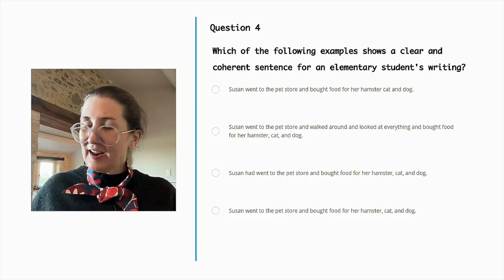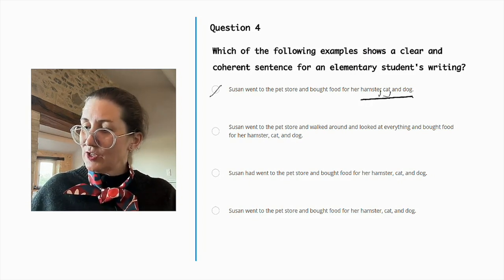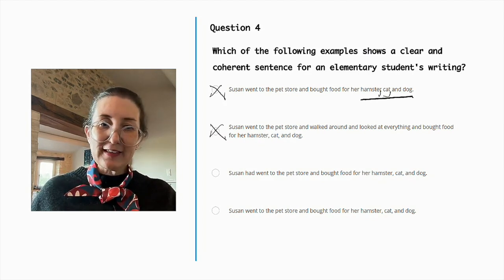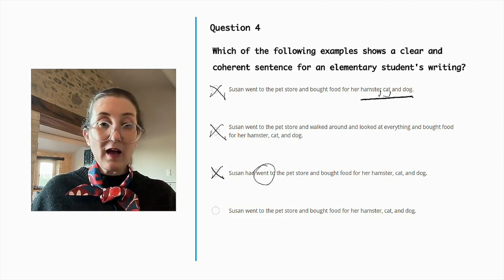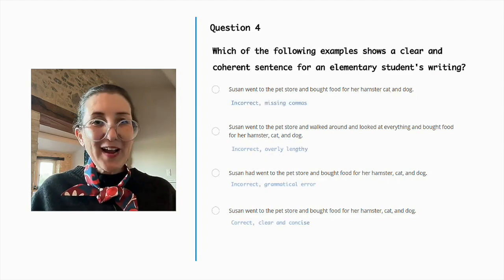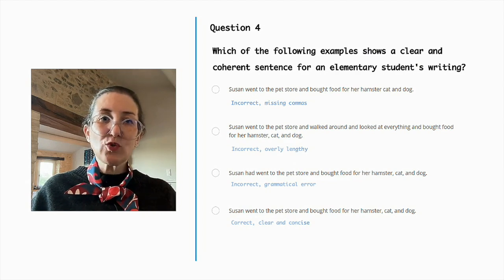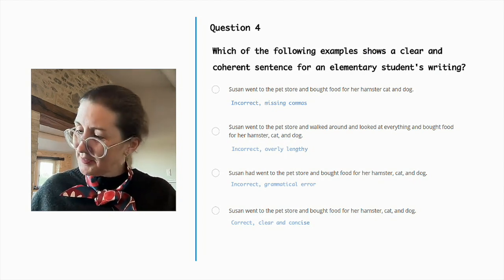There are punctuation errors in the first sentence. We're missing commas after hamster and cat, so that is incorrect. The second sentence is far too lengthy and it rambles, so that is incorrect. The third option is also incorrect because the past participle of to go is gone, not went. The correct answer is Susan went to the pet store and bought food for her hamster, cat, and dog because it is clear, concise, and grammatically correct.